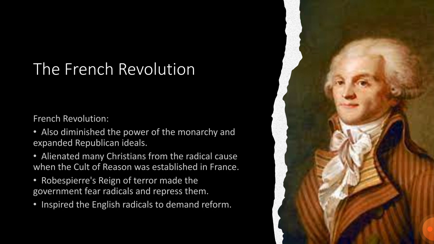Obviously, Robespierre's Reign of Terror made the government fear radicals and repress them. Because obviously, you've got to think, if you're one of the upper class at this time, you see all the working class in France rising up, and obviously the Reign of Terror, 1793, they execute the monarchy, they execute famous scientists like Antoine Lavoisier and other key figures, Marie Antoinette, not good. And obviously it inspired the English radicals to demand reform.